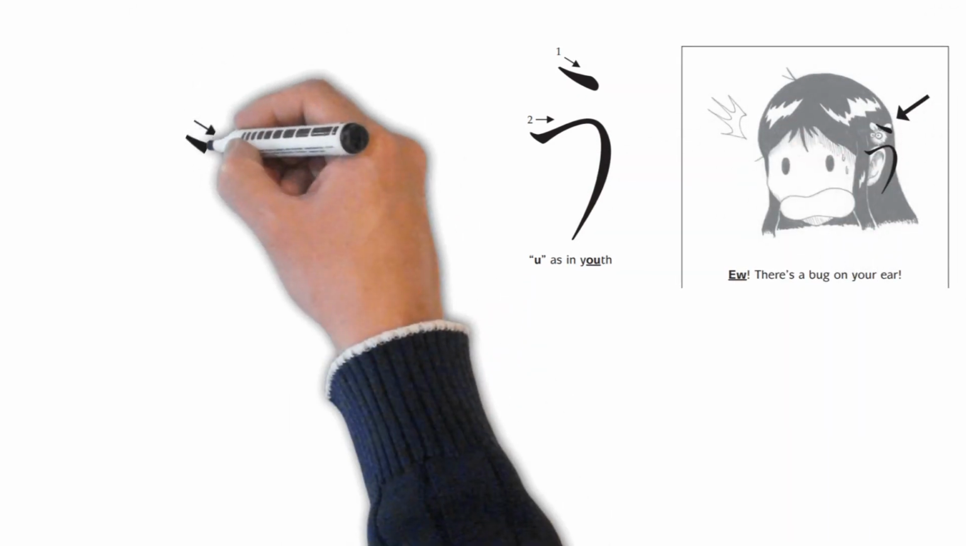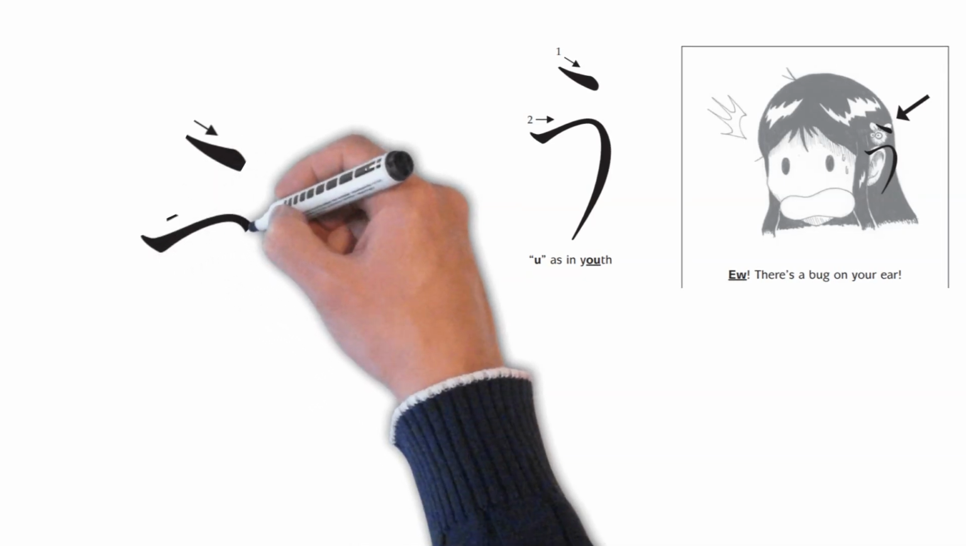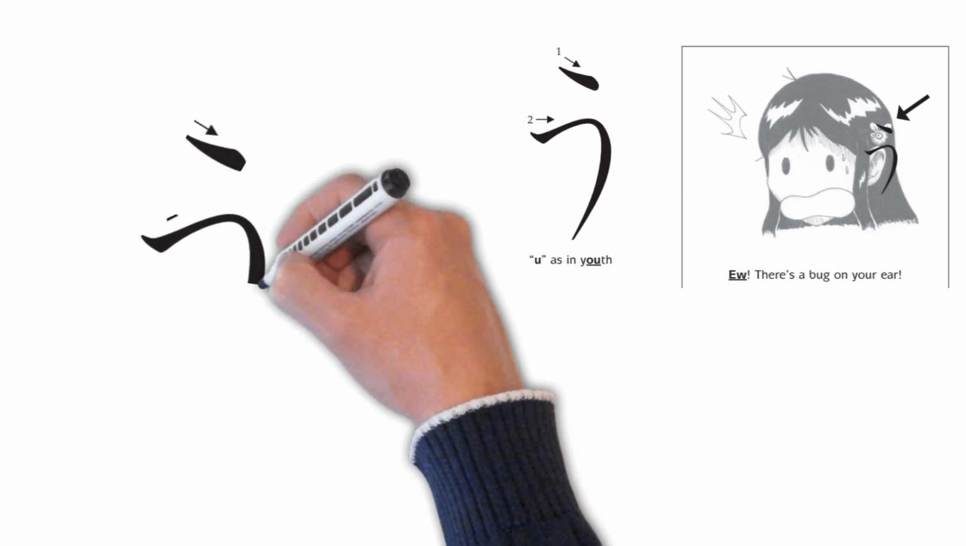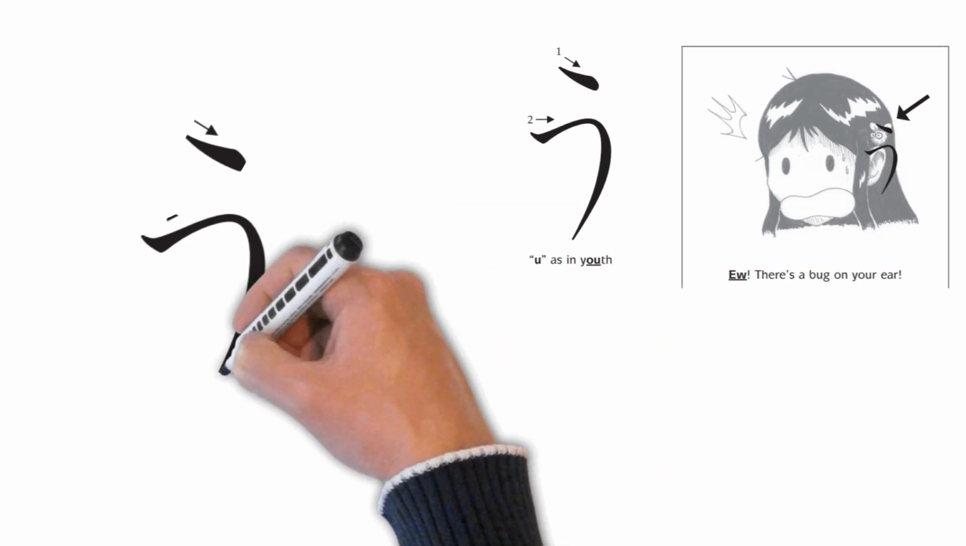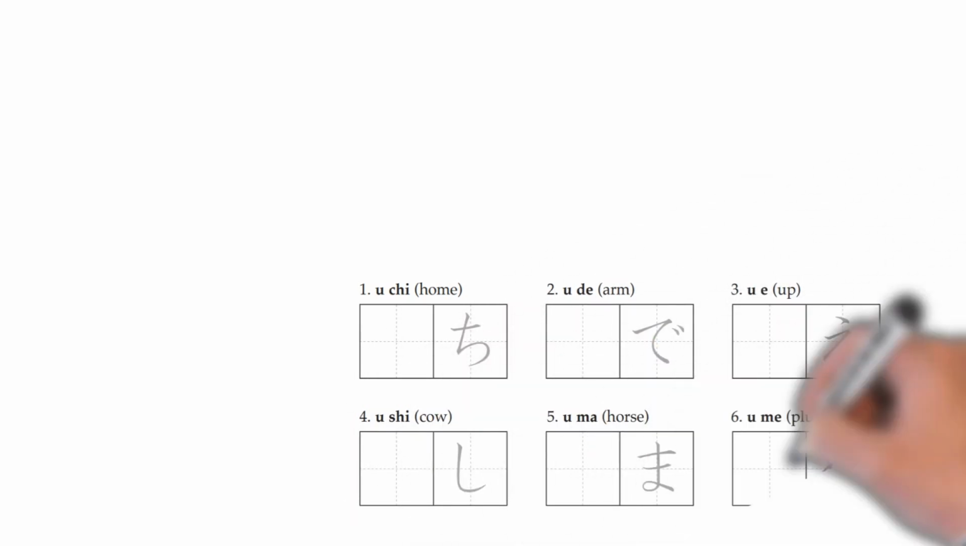Then next we have our u. Imagine there's a bug on your ear. You see a bug. So it's like the shape of an ear, but there will be a dot on it. So let's try how to write this one, going down and here. From here now, you will see the characters. Let's add this additional hiragana here.